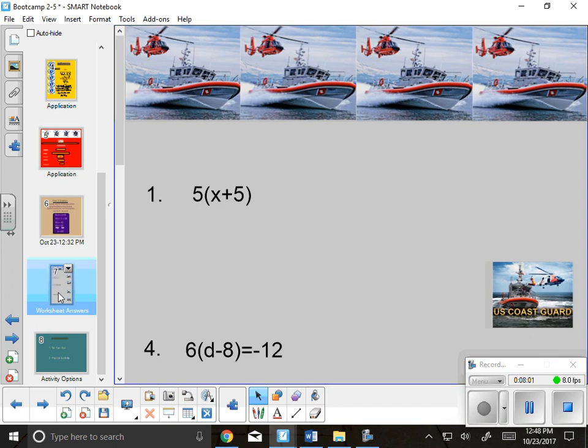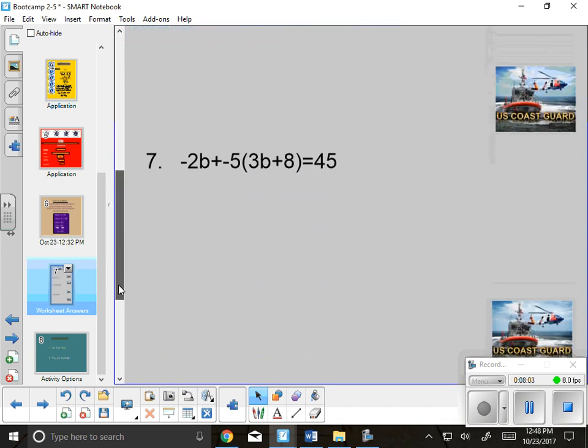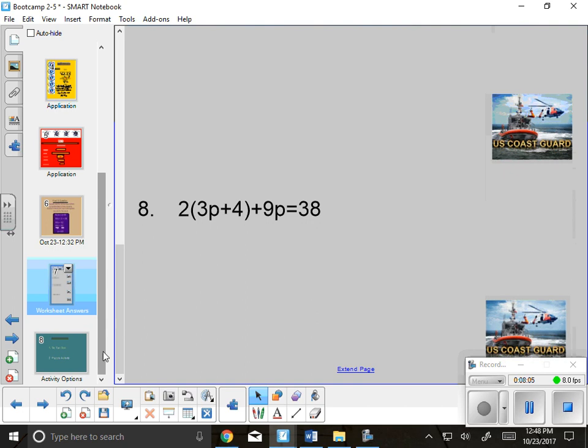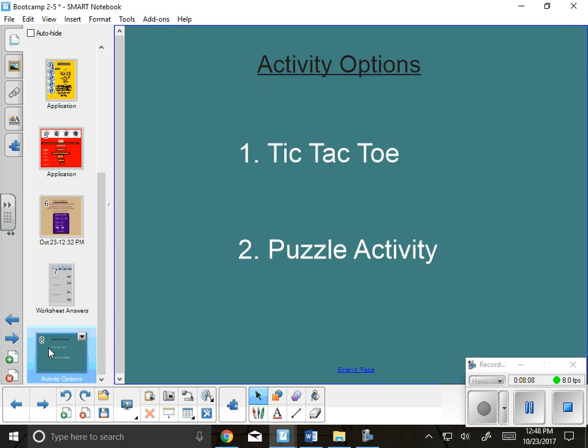These are our worksheet examples. We're going to go through these in class. And then these are the activities that you have for your options for level 5. So you can either do the tic-tac-toe or the puzzle activity.